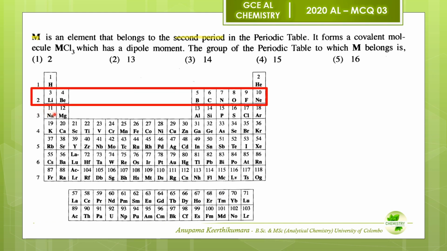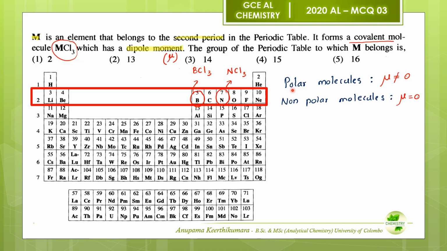These are the elements in the second period of the periodic table. From these elements, only boron and nitrogen can form a covalent molecule with this respective molecular formula. Boron forms BCl3 and nitrogen forms NCl3. Next, we have to check the dipole moment of these two molecules.